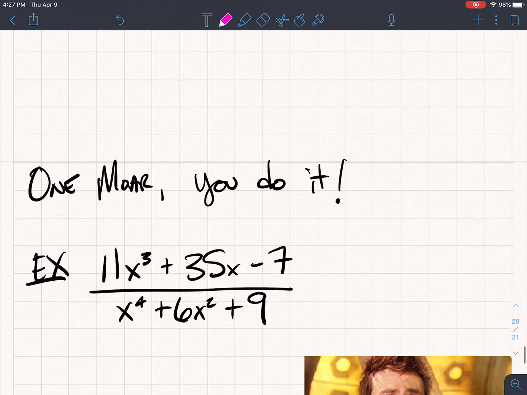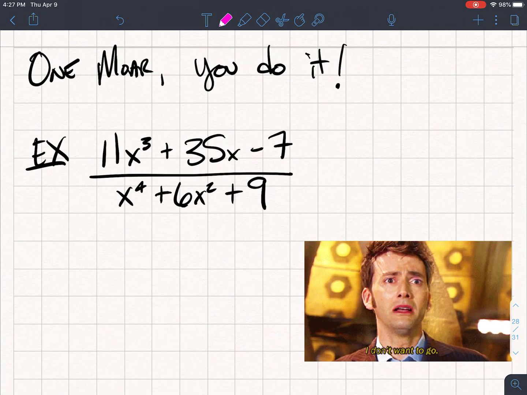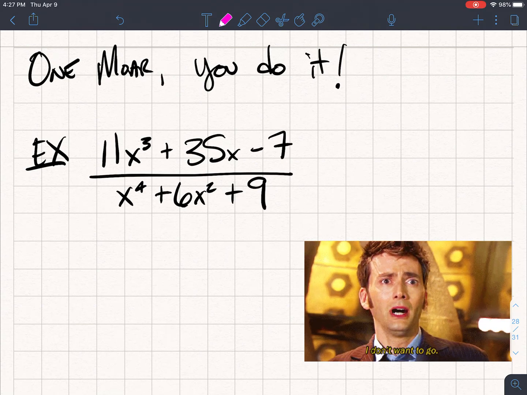Last one. Here is a rational expression. Find its partial fraction decomposition.